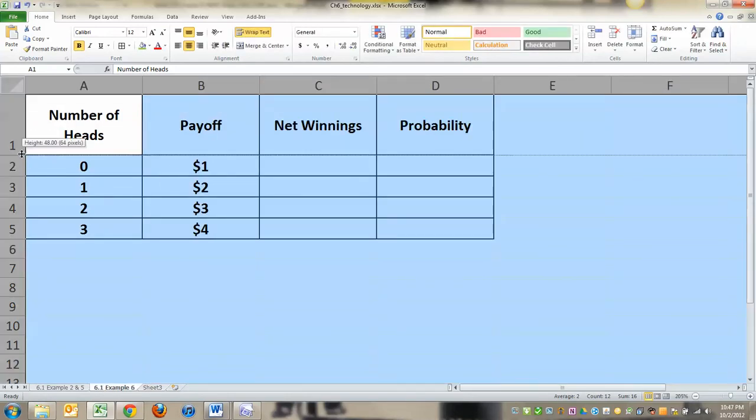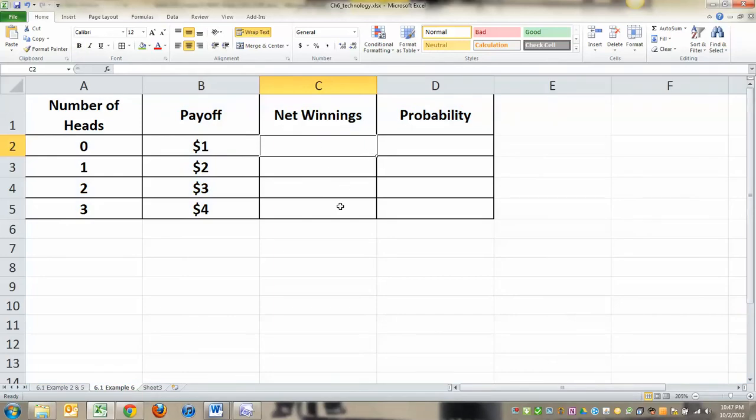All right. Now, the net winnings. Let's see here. If you're paid off $1, but you paid $3 to play, right? So your net winnings then would be negative $2. You're in the hole $2, right? Ooh, I don't like that. Oh, I forgot about that.